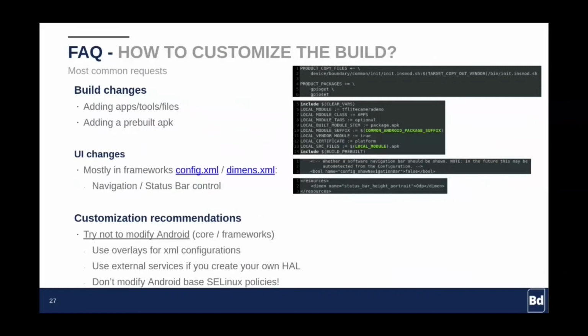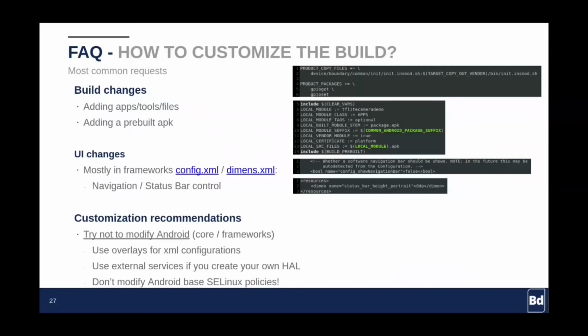Then, how to customize the build? As I said, I give you two examples here on how to customize the UI. There are some XML files that you can usually find in frameworks/base, where you can select the way you want to see things. You can say, I do want or I do not want a navigation bar. A trick to get rid of the status bar is to set its size to 0. In that case, there is going to be no status bar.